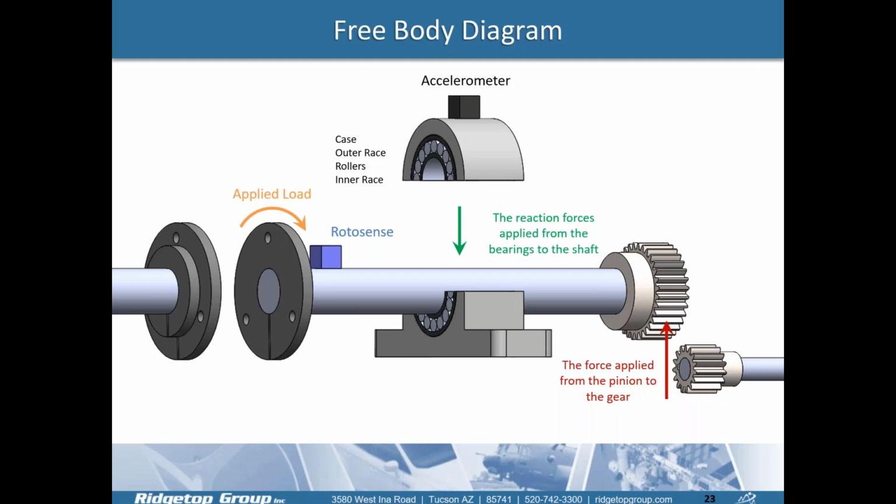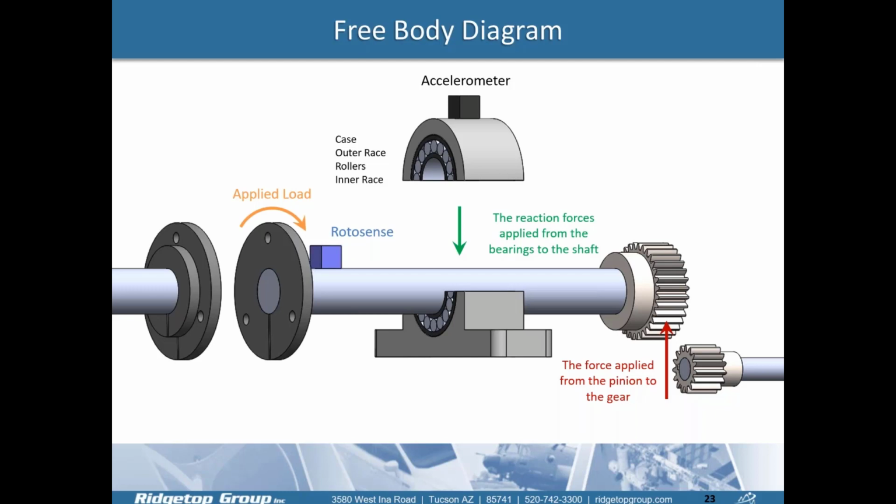The red force is the force applied from the pinion to the gear, and it's the driving force. Because of that force, using Newton's law, we know that there is another force, a reaction force, coming from the bearing to the shaft to support the system, which is shown in green. The red force creates a torque because it's not applied at the center of the shaft. This overcomes the applied load and keeps the system running.